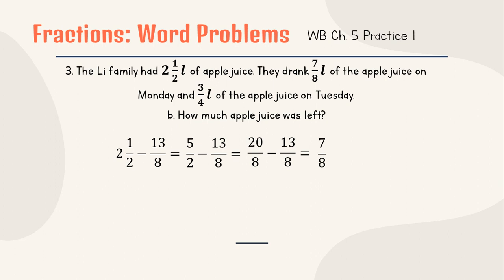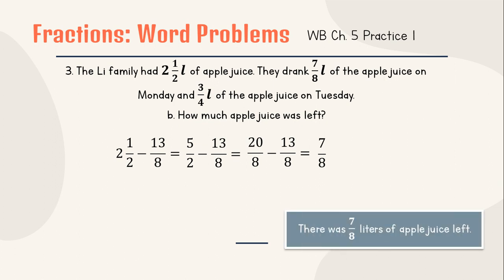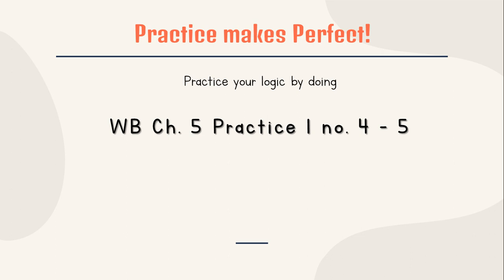Is 7 per 8 the simplest form? Yes, because we cannot divide it by anything else. And there's the answer: 7 per 8 liters of apple juice left. It's kind of easy, right? Because it is kind of easy, I believe that you can do this.